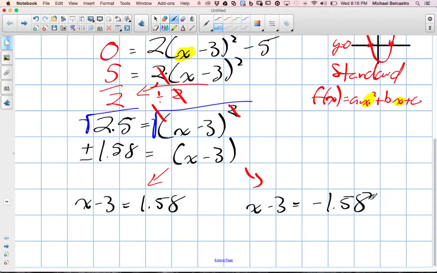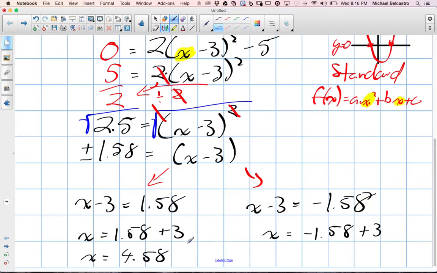We're going to isolate for x in both of these equations. So x is equal to 1.58 plus 3, and x is equal to negative 1.58 plus 3. Here, x equals 4.58. And over here, we're going to get x equal to, I think, 1.42. I think that's it. We can probably check with the calculator, but those would be our two x-intercepts.